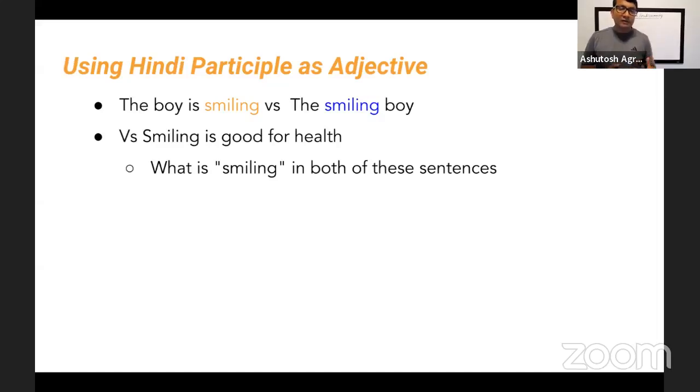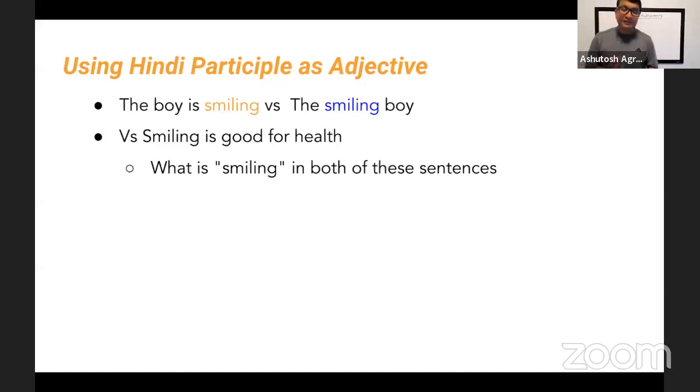So if you guys recall, we started with a simple example. When you say "the boy is smiling," in this sentence, smile is a verb, used in present continuous tense. A boy is smiling, लड़का मुस्कुरा रहा है. The same sentence, if it is written in a different manner, "the smiling boy." In this case, smiling is no longer a verb. It is describing the boy. It is describing the noun, right? So it is used not as a verb but as an adjective.